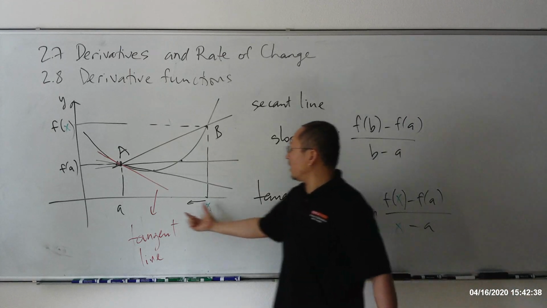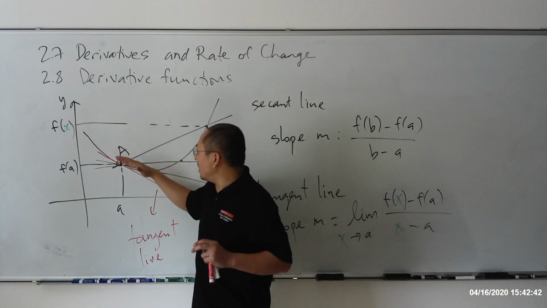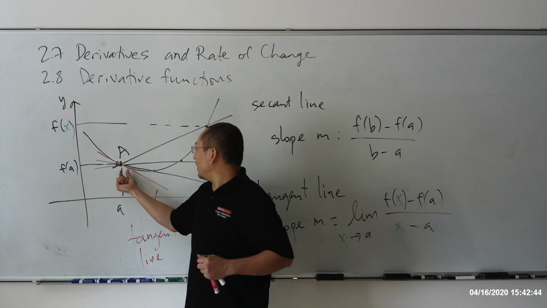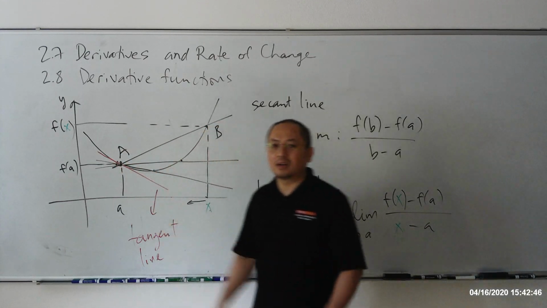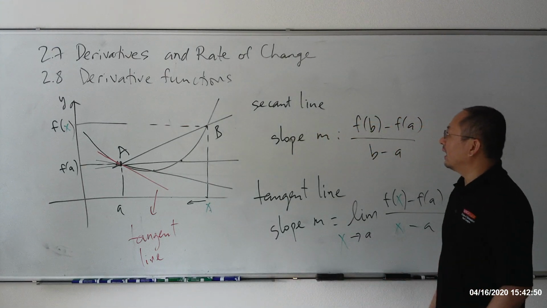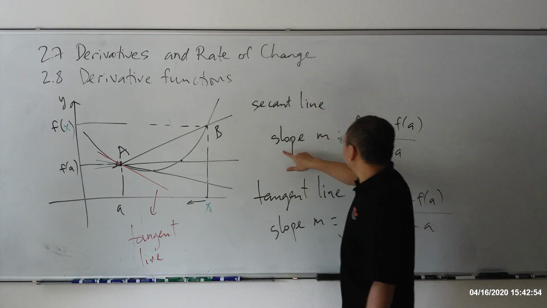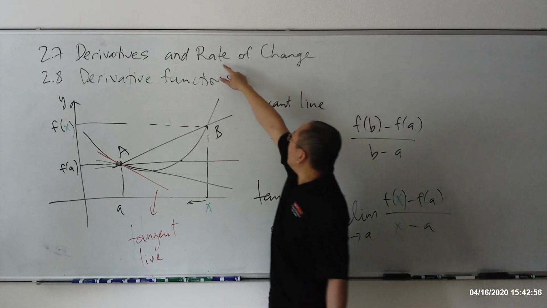When x is very close to a, it's going to give you the slope of the secant line, but now the secant line is very, very close to the tangent line, and the limit is going to give you the slope of the tangent line at the point. And we have another way of saying this, rate of change right here. The slope of the secant line is the average rate of change.